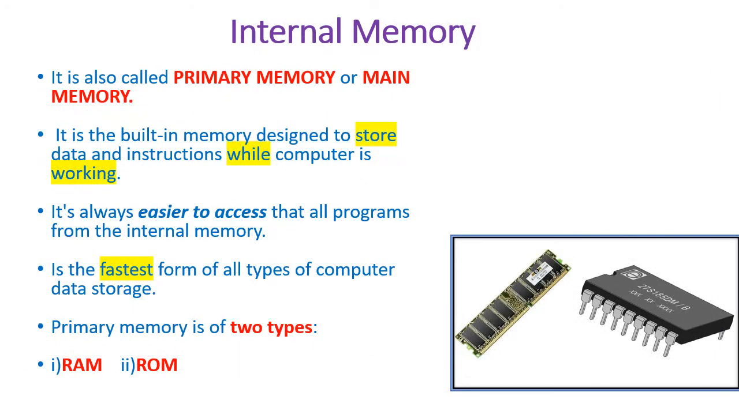Internal memory is also called primary memory or main memory, which is the built-in memory designed by the computer manufacturers to store data and instructions while your computer is working. It is placed near the CPU. Because of that, your computer can always access the content of this memory easily. It is the fastest form of all types of computer data storage. Your primary memory is also divided into two. One is called RAM, another we call ROM.